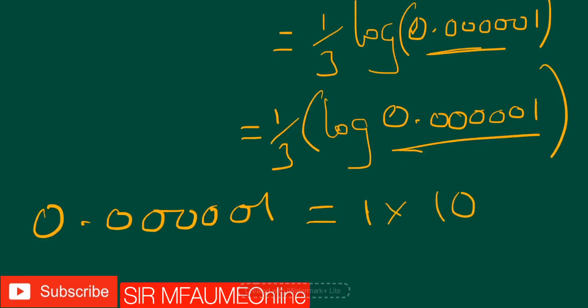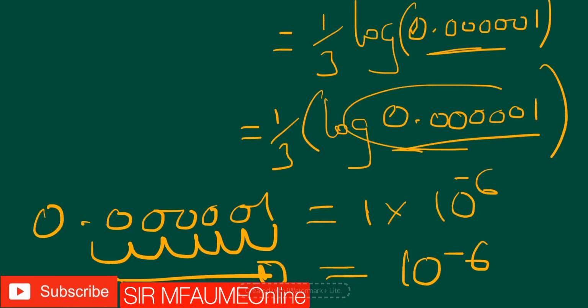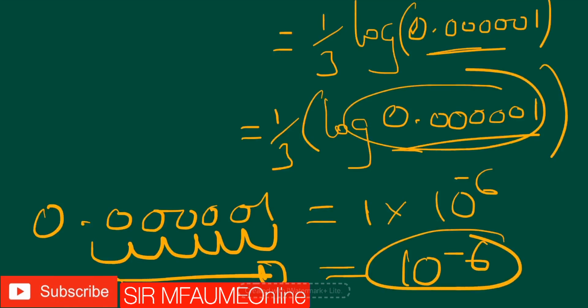How many steps do we shift? 1, 2, 3, 4, 5, 6. So times 10 exponent 6. But since for this direction the exponent will be negative, that means 1 times 10 exponent negative 6. So we find this one equals 10 exponent negative 6. That means this number will be equal to 10 exponent negative 6.